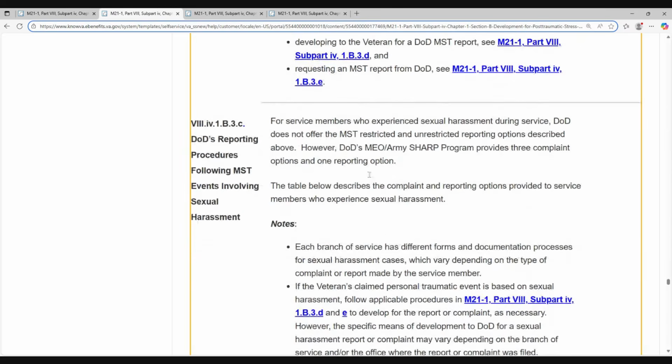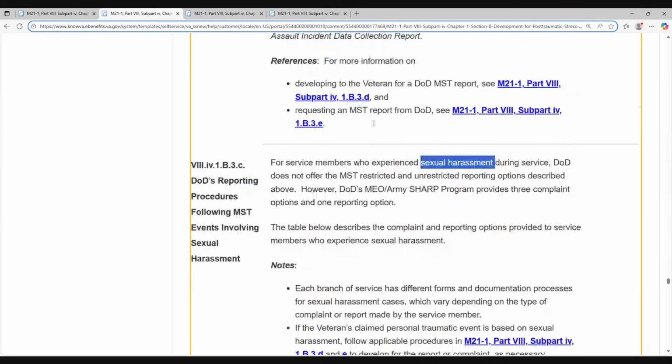And then let me see here. So 3C. For service members who experience sexual assault harassment during service, the DoD does not offer the MST restricted or unrestricted reports, so keep this in mind. Obviously, the staff members reviewing the claim, if you say it's sexual harassment in nature, may not look for these documents up here.